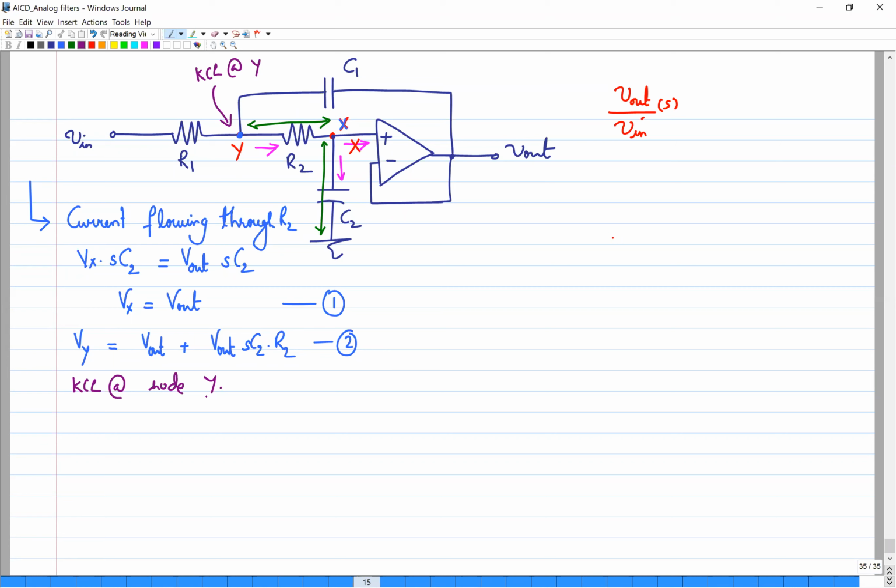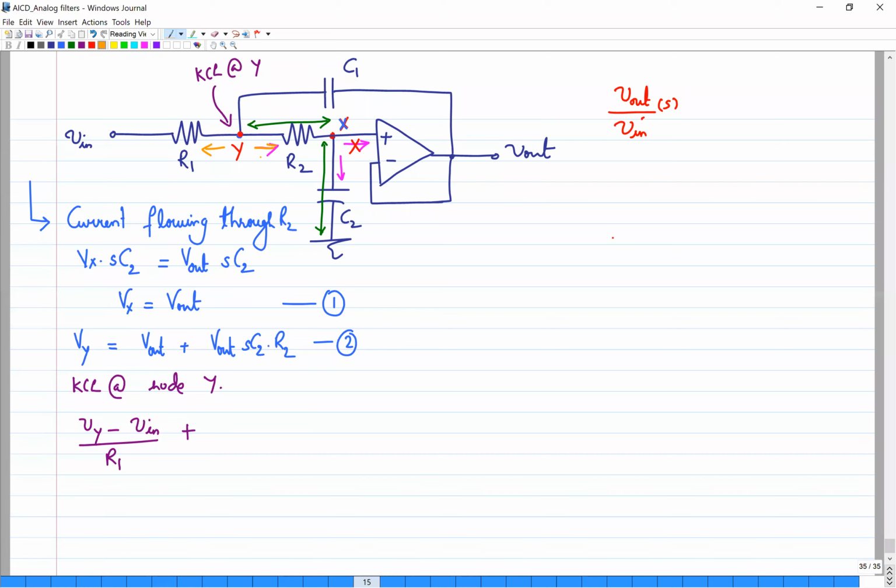So how will I write node Y? Vy is basically this value. So I'll write this as Vy minus Vin by R1 plus the current flowing towards this. So KCL at node Y: Vy minus Vin by R1 is the current flowing towards this side. Let me use this color. So Vy minus Vin by R1 is this.